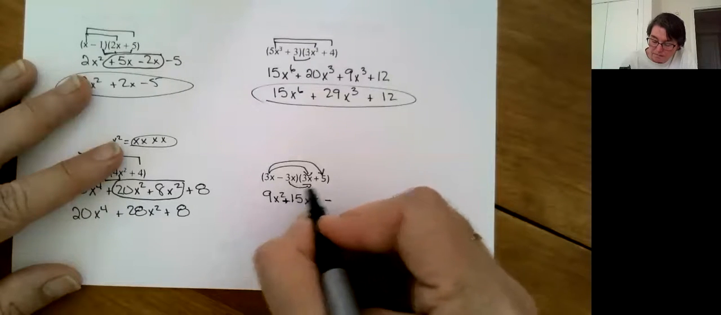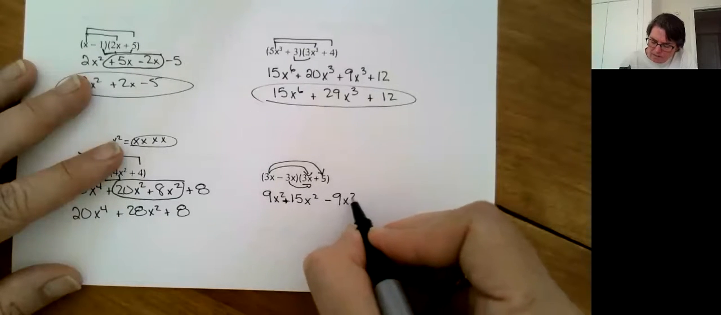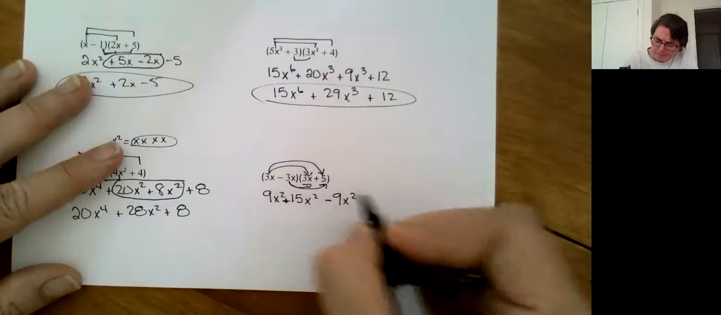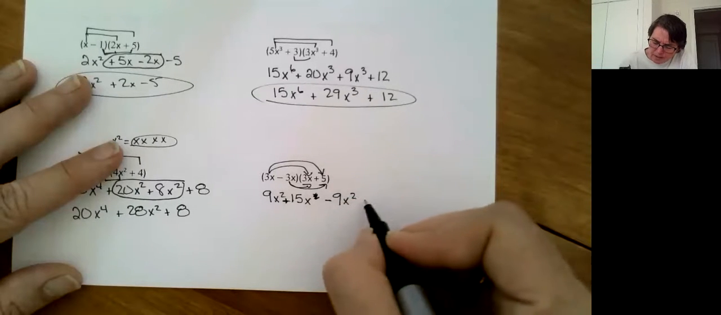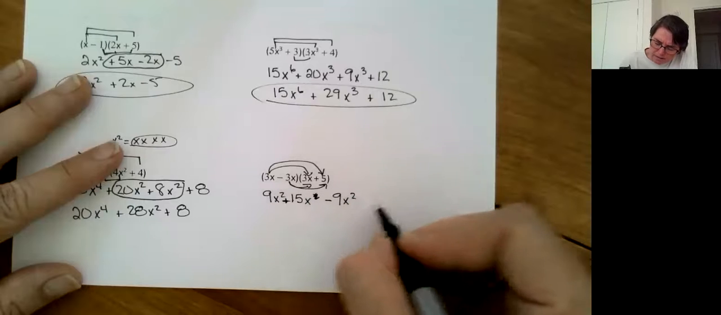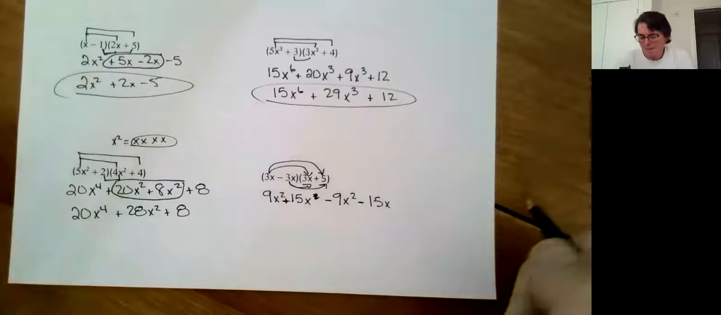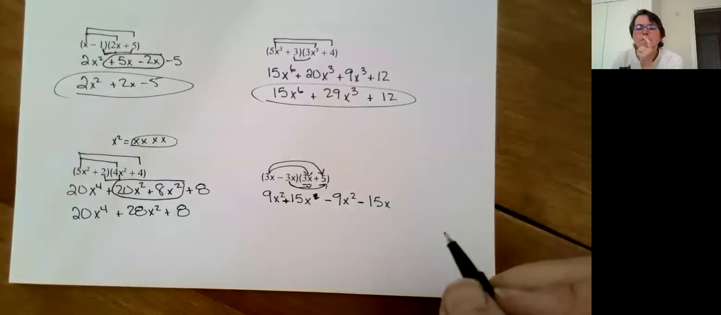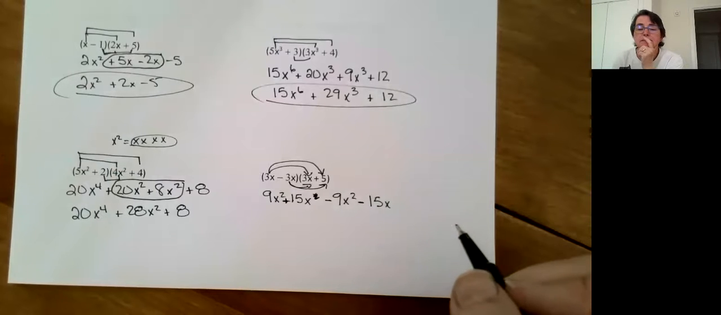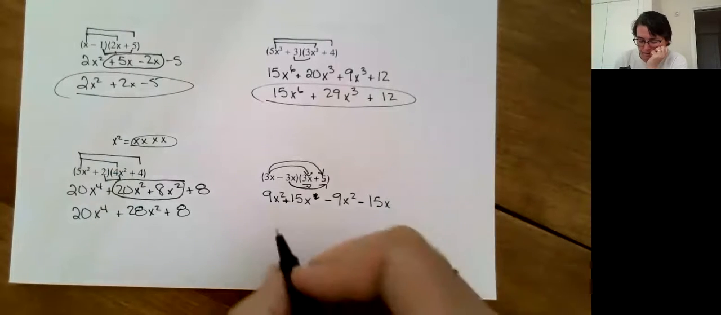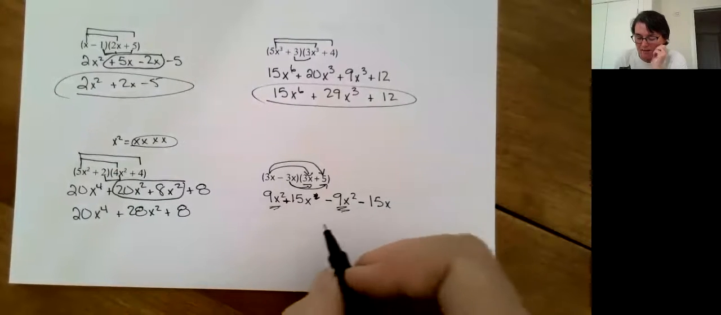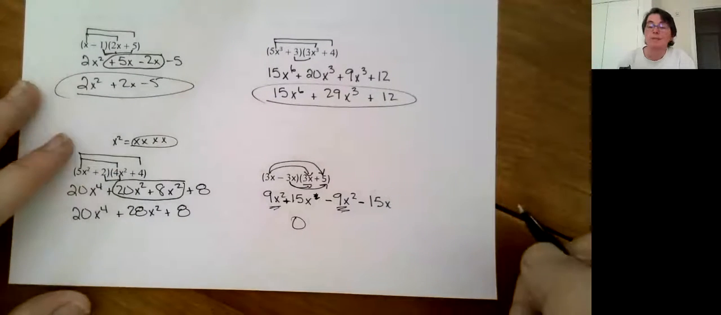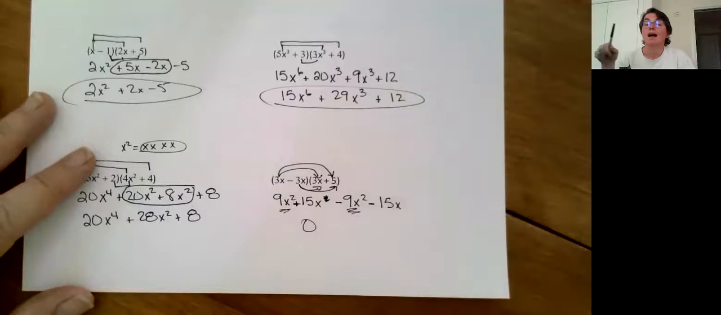Minus 9x squared. Wait a minute. That shouldn't have been x squared. Minus 15x. That looks pretty weird. Because when I do this, and I put the squared here, it's all just going to cancel out to 0. Okay, well, I hope you caught it.